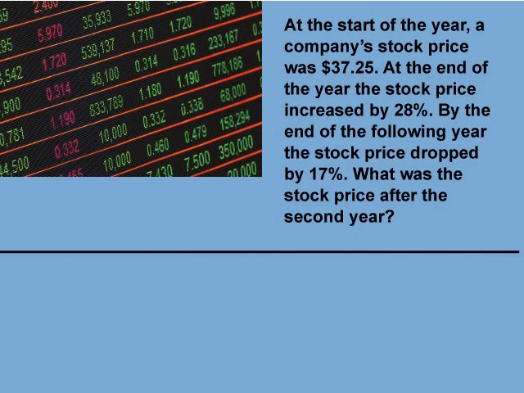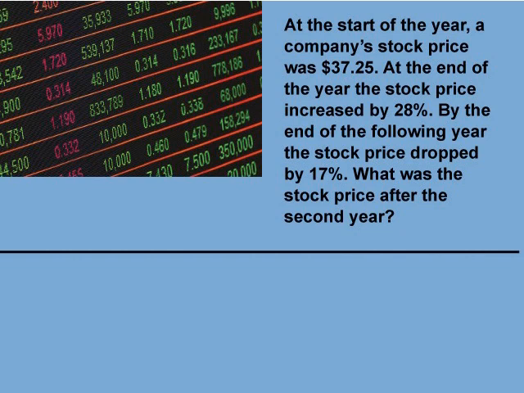At the start of the year, a company stock price was $37.25. At the end of the year, the stock price increased by 28%. By the end of the following year, the stock price dropped by 17%. What was the stock price after the second year? This is an example that involves both a percent increase followed by a percent decrease.